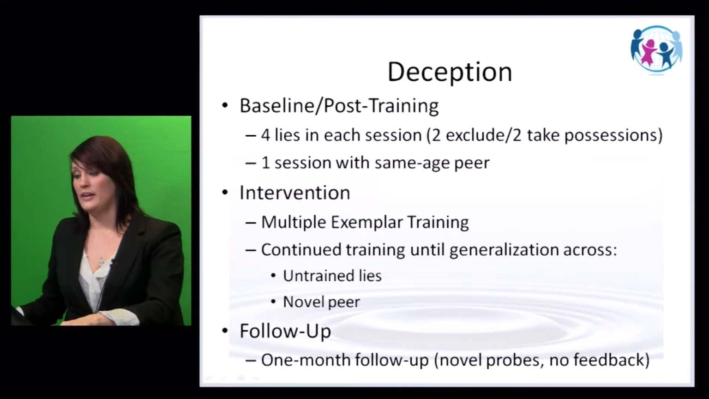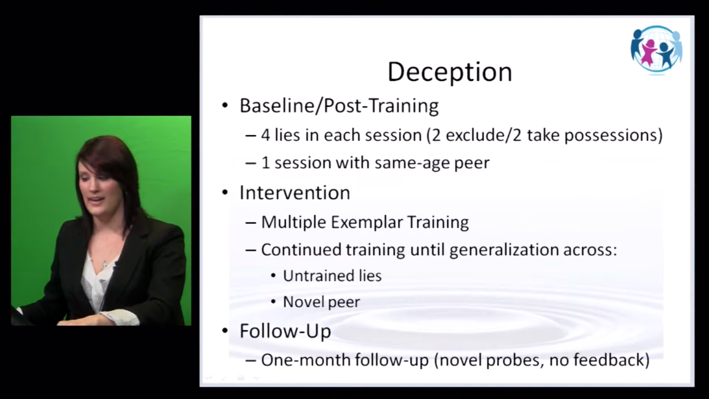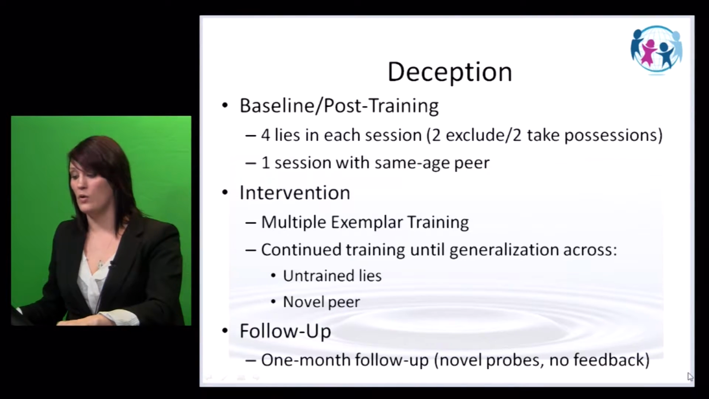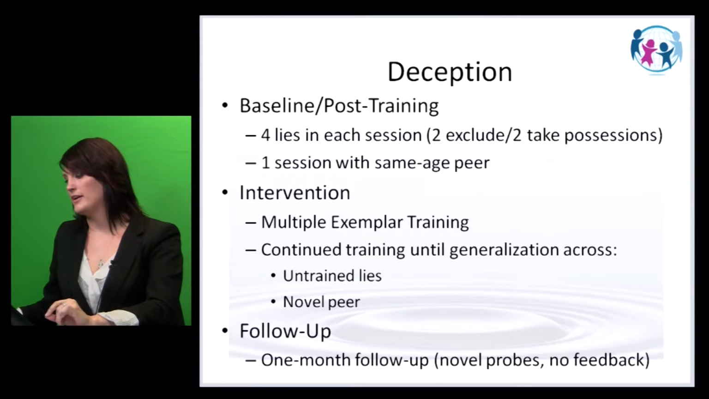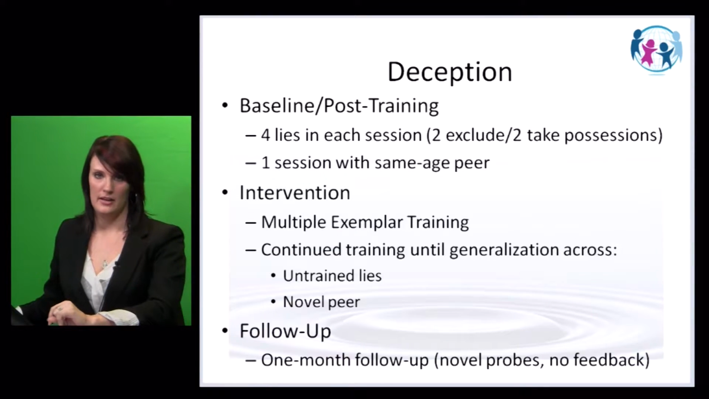So the intervention, again, included multiple exemplar training. I think you're starting to see how we're using this procedure over and over. We continued training until generalization was observed across untrained lies and a novel peer. We also did a follow-up. For 1 month, we did a follow-up probe using novel exemplars and, again, no feedback.